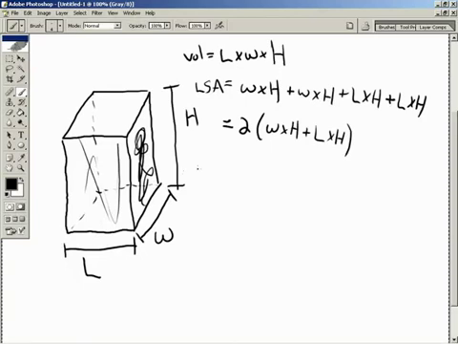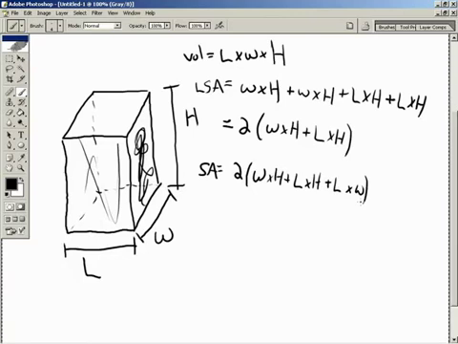If you wanted the total surface area, the surface area is simply the lateral surface area, 2 times (width times height plus length times height), plus the area of the bases, which would be, you're going to have 2 of them, so I'm going to keep it inside the 2 times, and it's going to be length times width. So that's what happens when you're dealing with a box.